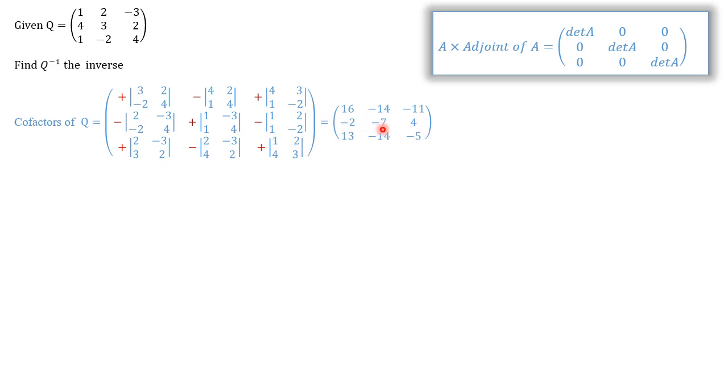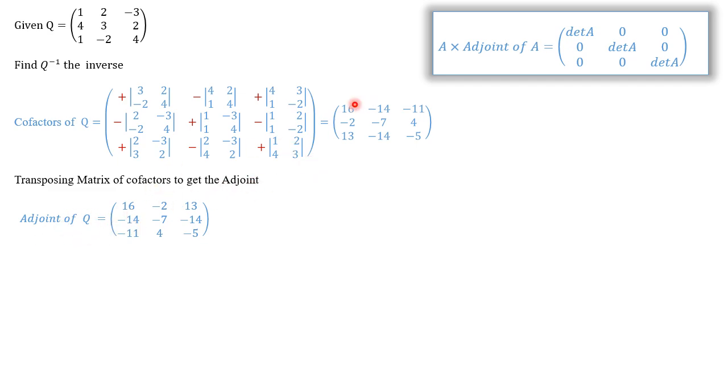Right, so we now have the matrix of cofactor. We need to find the adjoint. So the adjoint is given by transposing the matrix of cofactor. To transpose is to just interchange the rows and the columns. So we interchange here, and this is the adjoint of Q by interchanging the rows and columns.